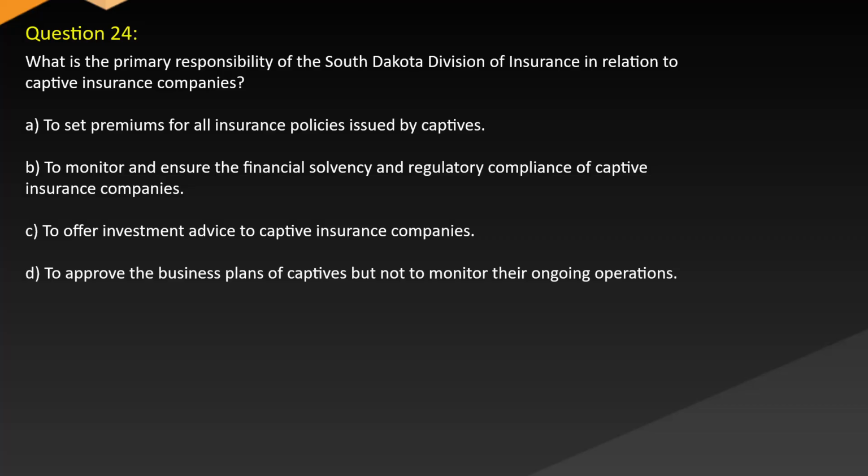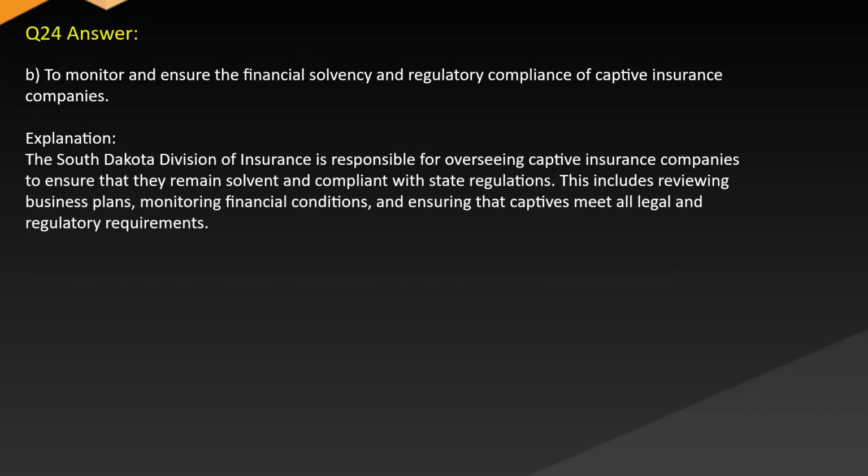D. To approve the business plans of captives but not to monitor their ongoing operations. Answer: B. To monitor and ensure the financial solvency and regulatory compliance of captive insurance companies. Explanation: the South Dakota Division of Insurance is responsible for overseeing captive insurance companies to ensure that they remain solvent and compliant with state regulations. This includes reviewing business plans, monitoring financial conditions, and ensuring that captives meet all legal and regulatory requirements.